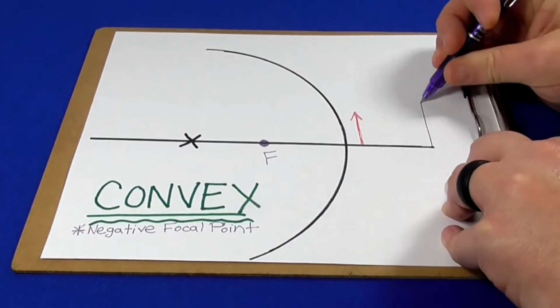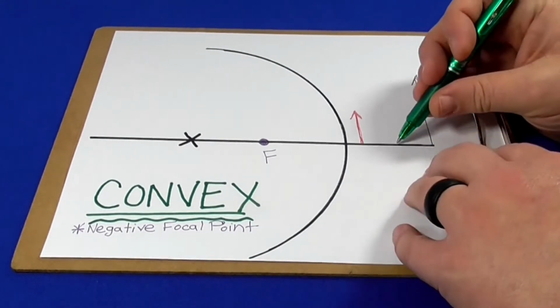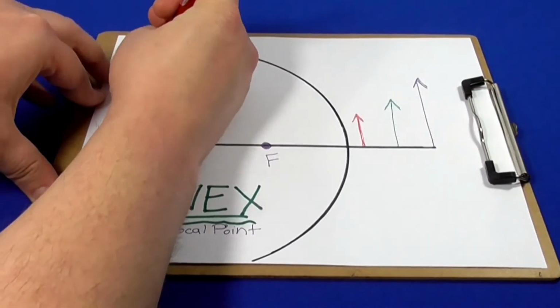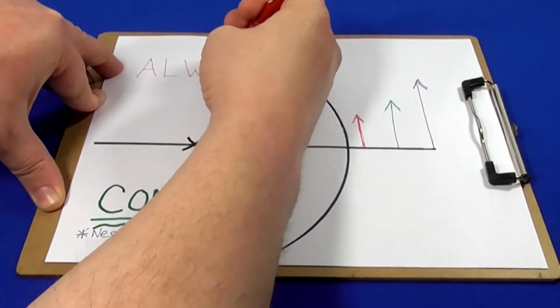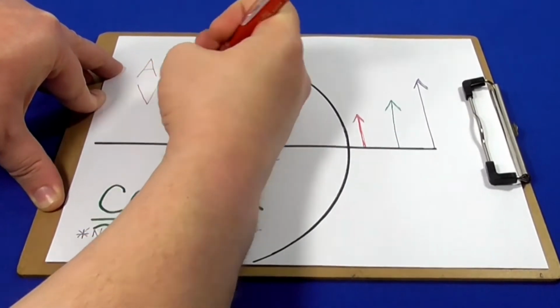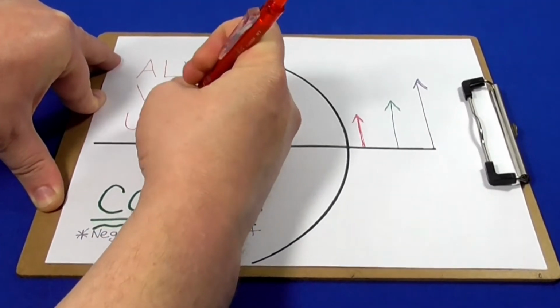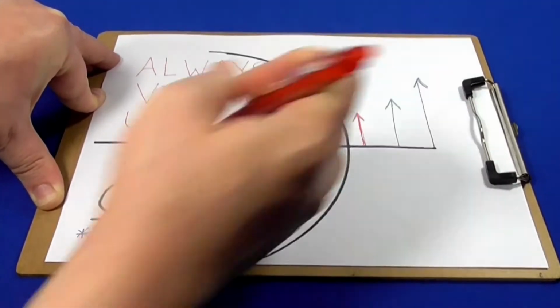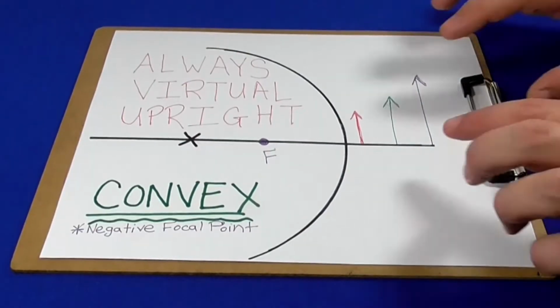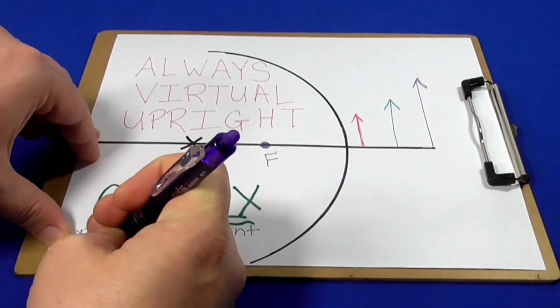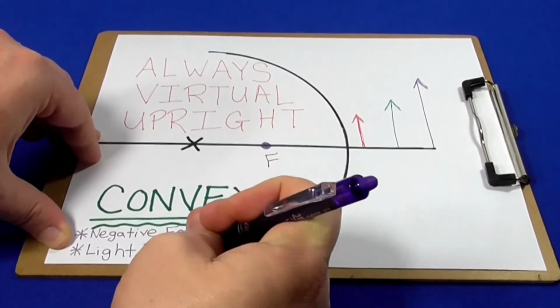No matter where you place an object in front of a convex mirror, you will always create a virtual, upright image. The further the object, the smaller the image. This all happens because light diverges or spreads apart based on the focal point as it reflects off a convex mirror.